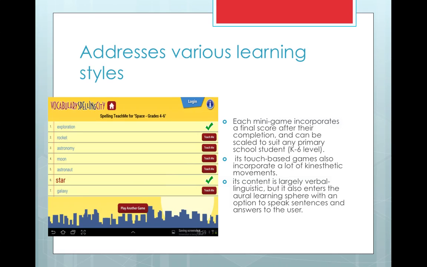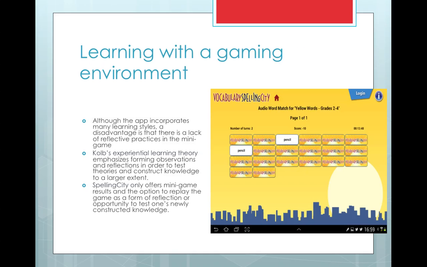While SpellingCity is incredibly visual with lots of pictures and animations, its touch-based games also incorporate a lot of kinesthetic movements. As this app is spelling-based, its content is largely verbal linguistic, but it also enters the oral learning sphere with an option to speak sentences and answers to the user. Hang Mouse is one of many mini-games that encourage interpersonal activity and social interaction among users of the app.